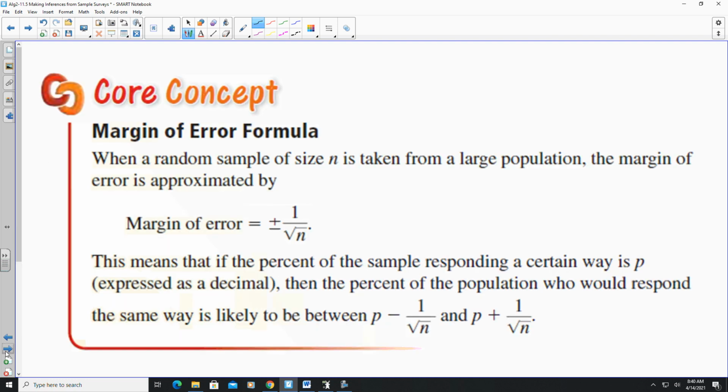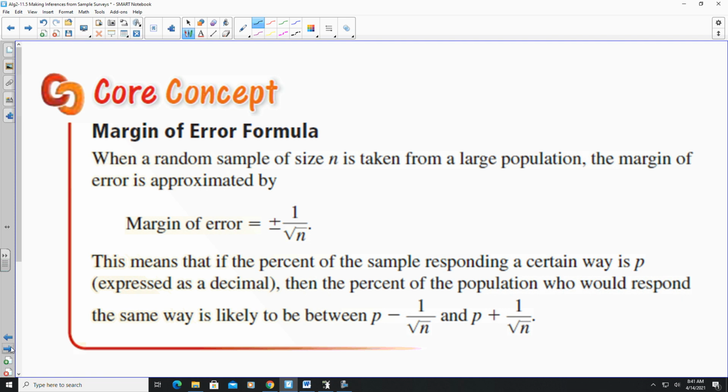All right, and then the final concept that we're going to look at in this section is talking about margin of error. All right, so margin of error, it says when a random sample of size n is taken from a large population, it gives you a margin of error, which is approximated by plus or minus 1 divided by the square root of whatever the sample size is, which is n.